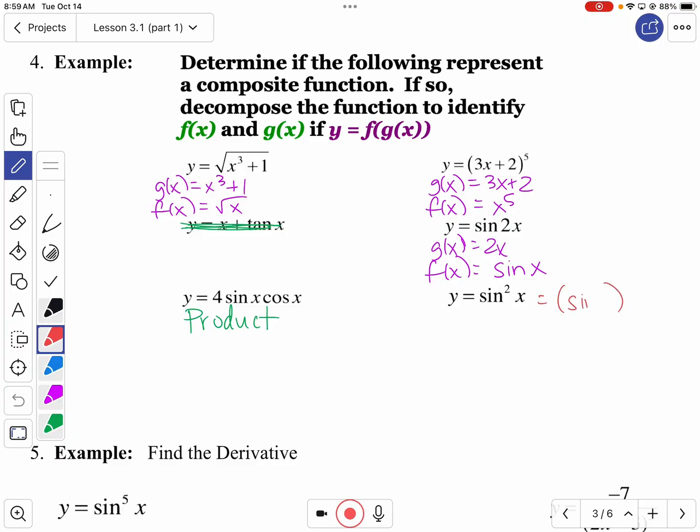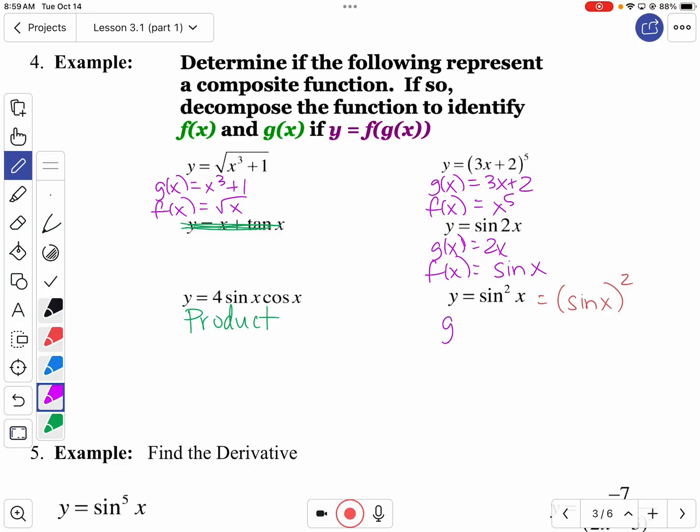How many sine x's do we have? 2. So we could rewrite that as the sine of x, the whole thing squared. Now, does it look like a composition? Sure. Could we have also done it as a product, just like we did a few minutes ago with the warm-up? Sure. Okay, we could have. But it is also a composition.